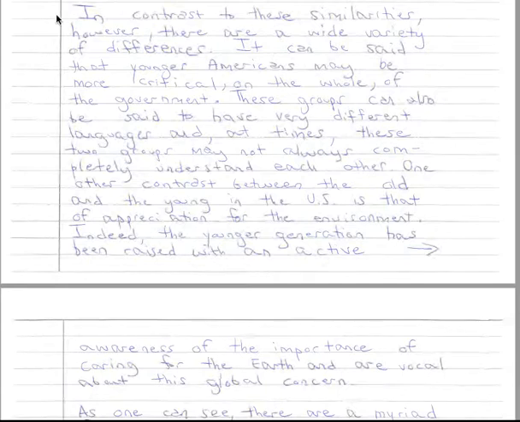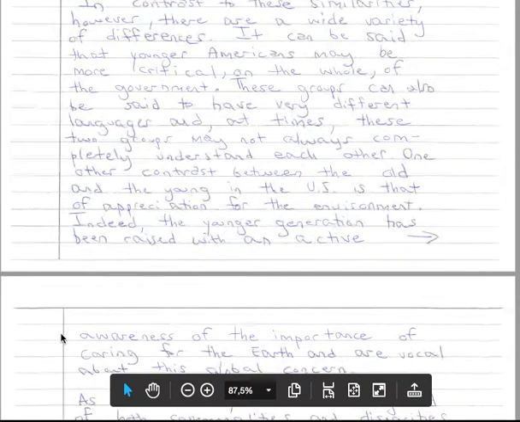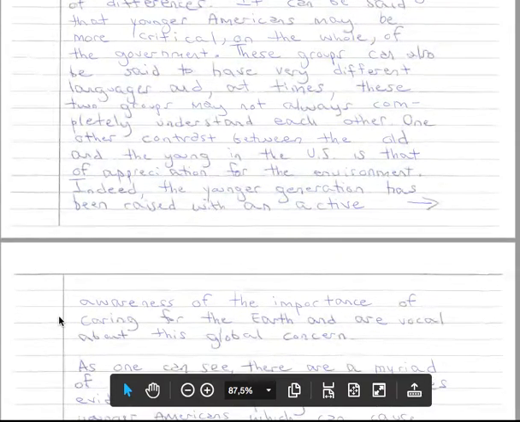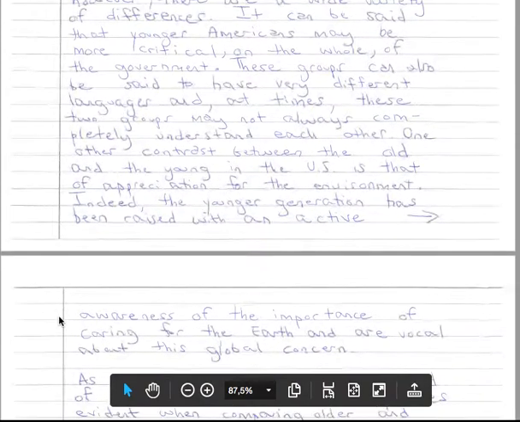Okay. Now we'll move forward into the paragraph in which I write about and explain some of the differences. In contrast to these similarities, however, there are a wide variety of differences. It can be said that younger Americans may be more critical, on the whole, of the government. These groups can also be said to have very different languages, and at times, these two groups may not always completely understand each other. One other contrast between the old and the young in the US is that of appreciation for the environment. Indeed, the younger generation has been raised with an active awareness of the importance of caring for the earth and are vocal about this global concern.